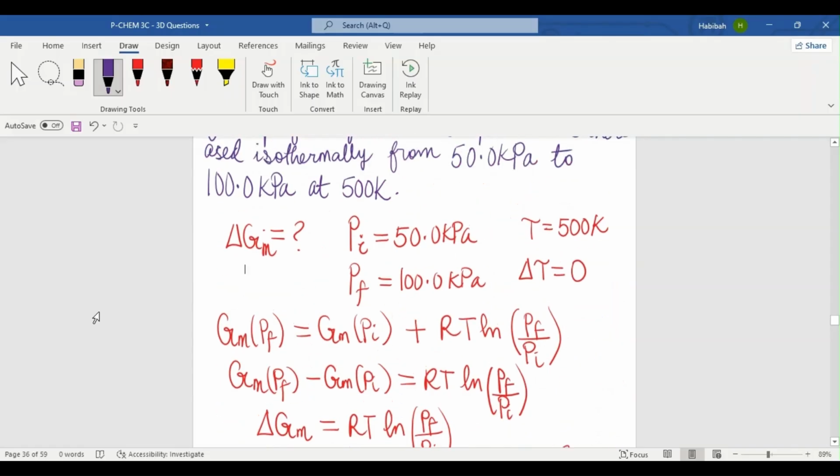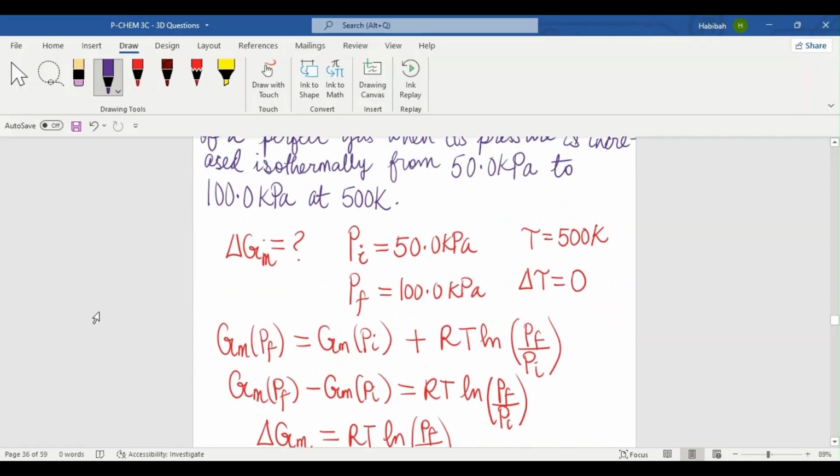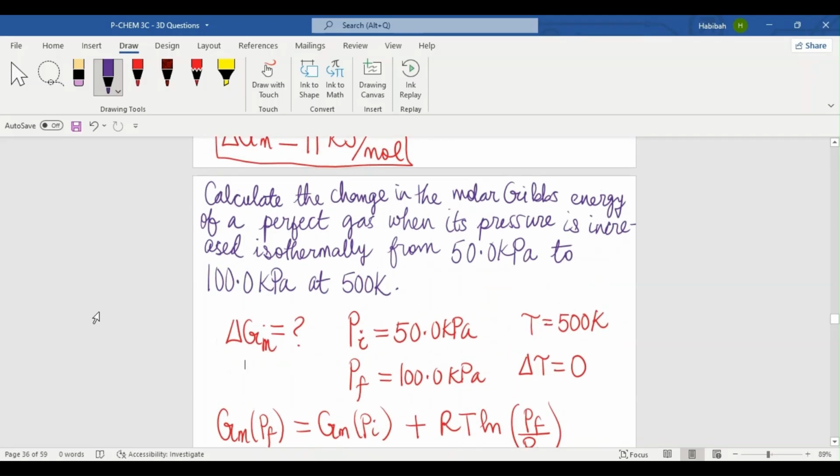Now, we're still not done, because we're also chemists and we like to make sure we have the proper number of significant figures for our final answer. So we go back to our work. We have 50.0 kilopascal, this is 3 sig figs. We've got 100.0 kilopascal, this is 4 sig figs, and we have 500 Kelvin, which is 3 sig figs.